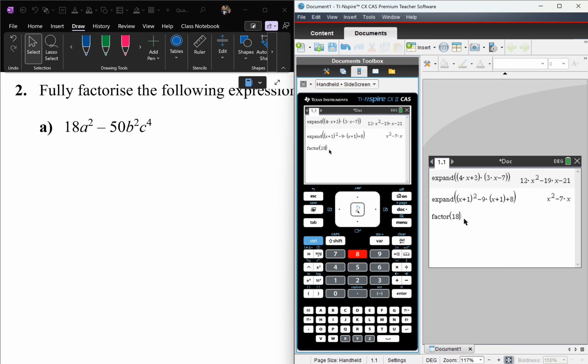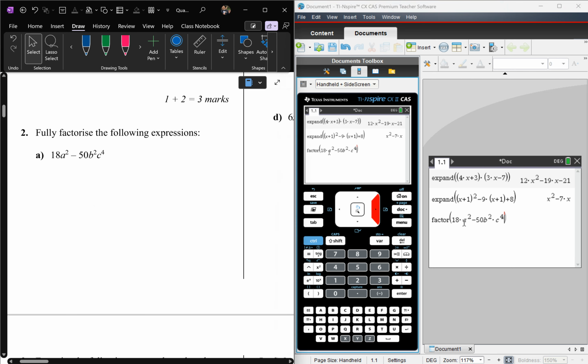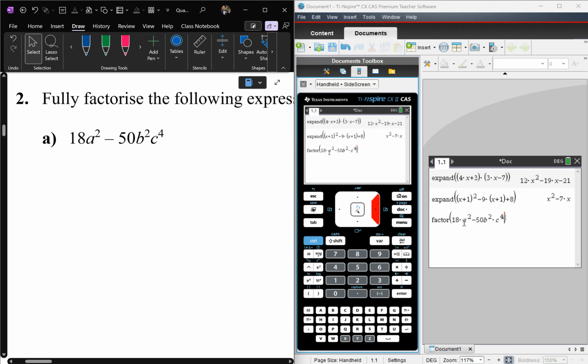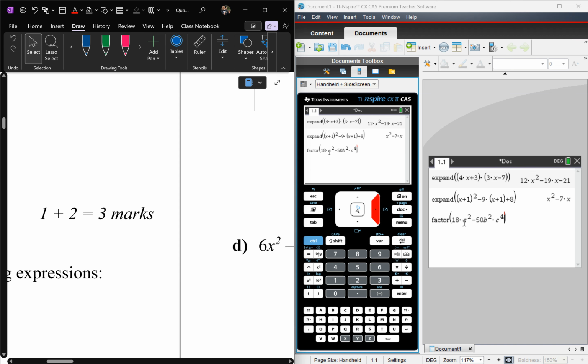So you've got to do 18 times a squared minus 50. Don't just write b squared c4, because the calculator might think b and c are together. So make sure to put a times in between those two. And what are we factorizing? Wait, how do you even factorize that? You can only take out the constant, actually. That's funny. There's no x's.